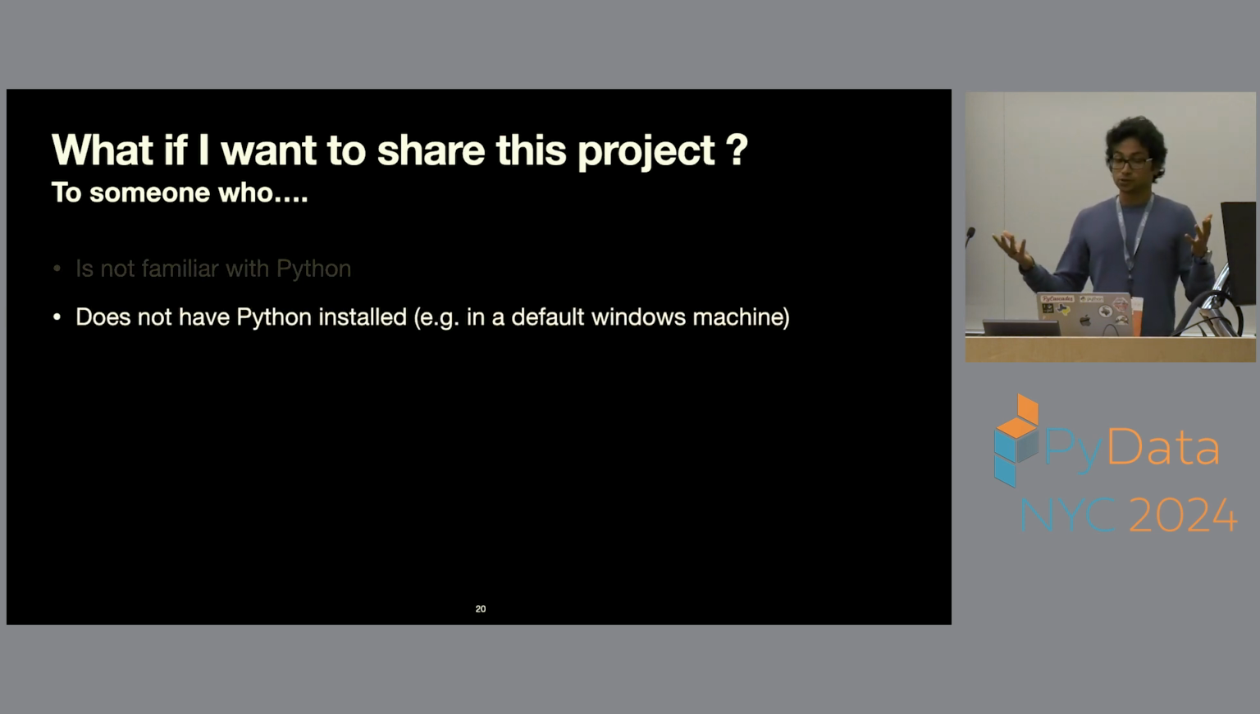I've actually come across colleagues who are great engineers. They are great C++ and Golang people. They're just not familiar with Python and they just don't have the environment set up. So what do I do with that? Or if someone does not have any Python installed. A default Windows machine, for example, does not have Python installed, so you have to install it. So it could be that person.